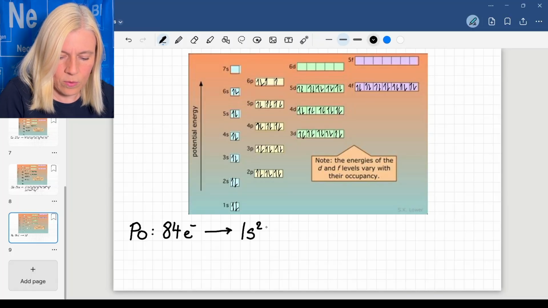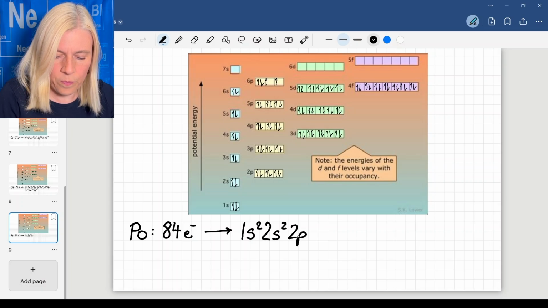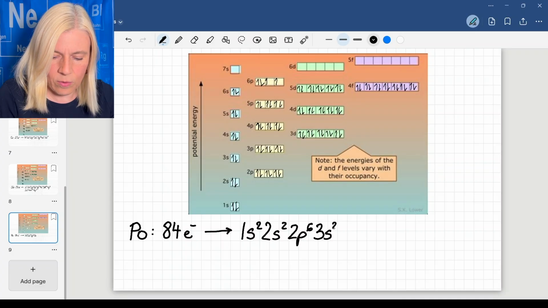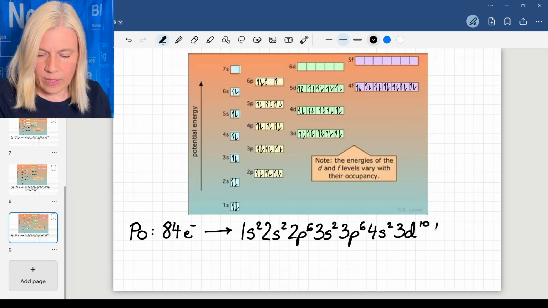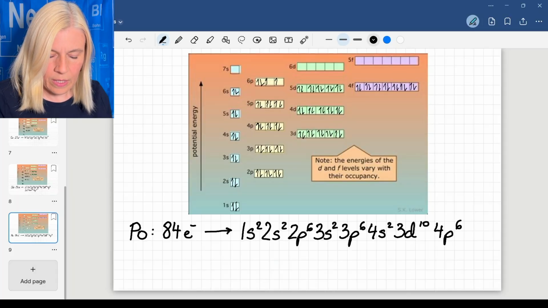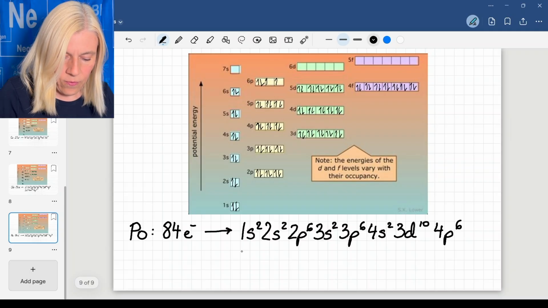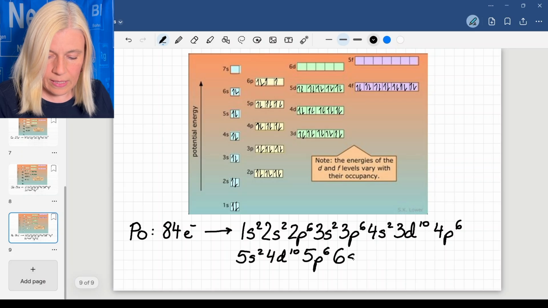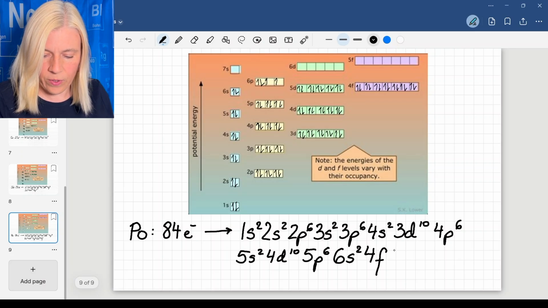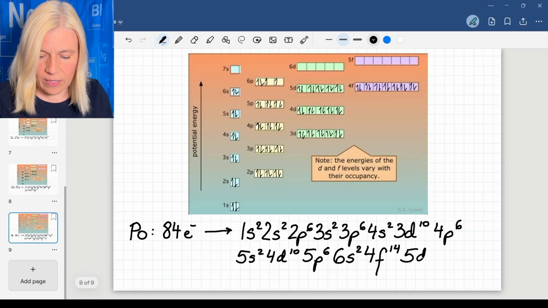So 1s2, 2s2, 2p6, 3s2, 3p6, 4s2, 3d10, 4p6. Where am I? 4p6. All right. 5s2, 4d10, 5p6, 6s2, 4f14, 5d10, and 6p. How many? For polonium, 1, 2, 3, 4.